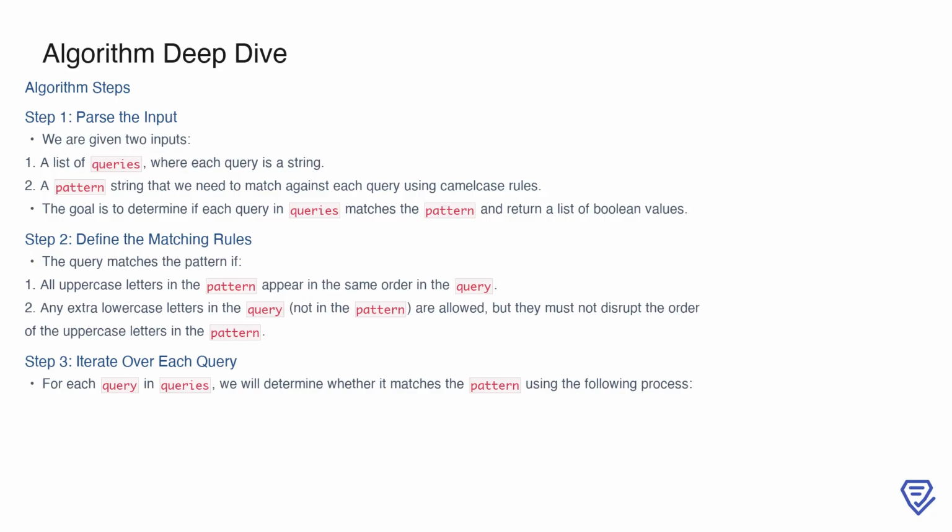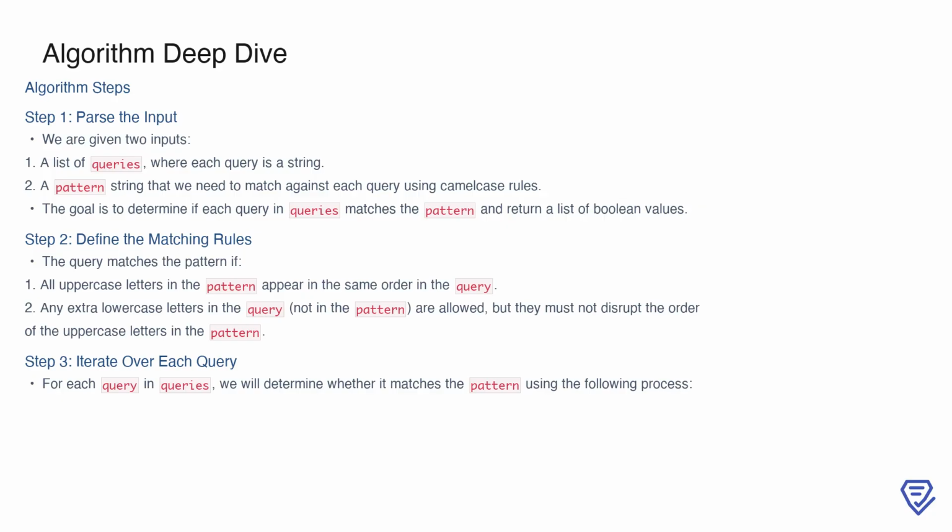To solve the Camelcase matching problem, we start by carefully parsing the input. We're given two key components: a list of queries, where each query is a string, and a pattern string that serves as the template we need to match against using Camelcase rules. The objective is to determine if each query aligns with the Camelcase structure defined by the pattern. For each query, we aim to return a Boolean value, true if it matches, false if it doesn't.